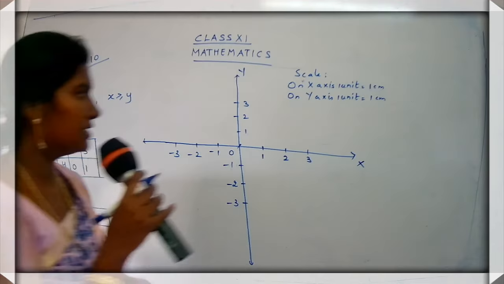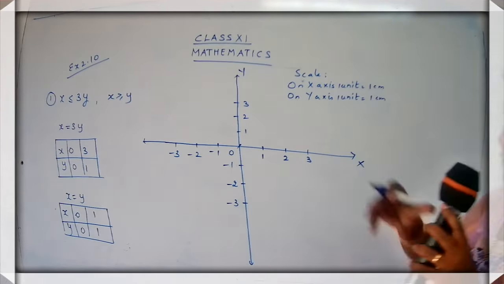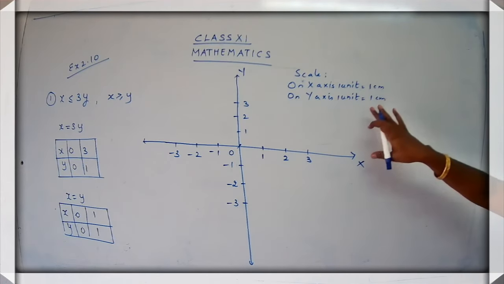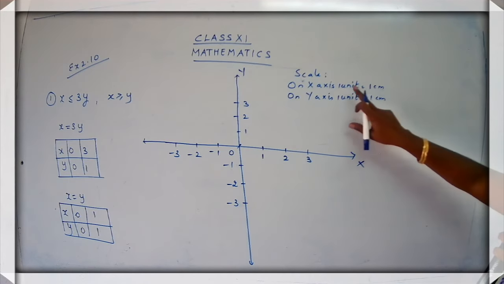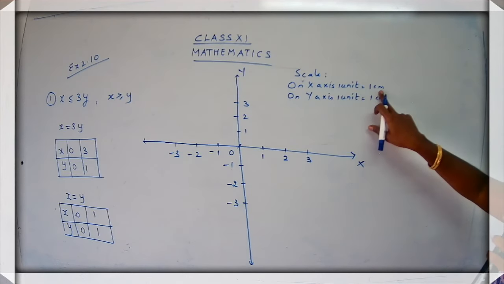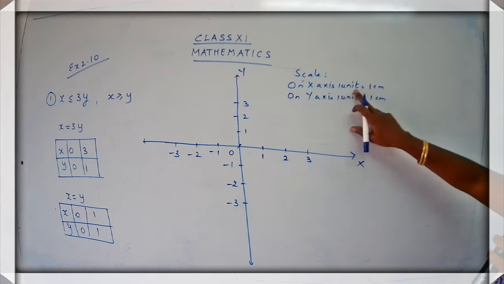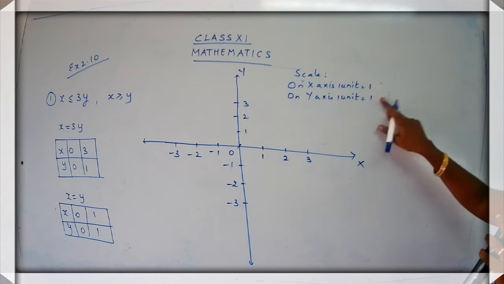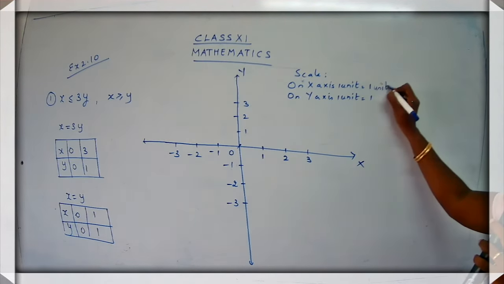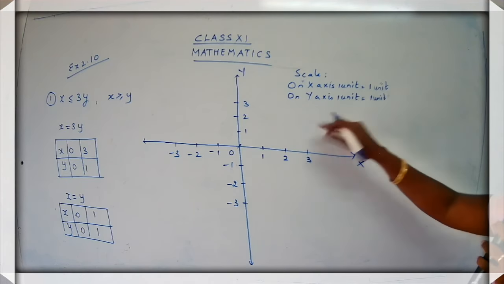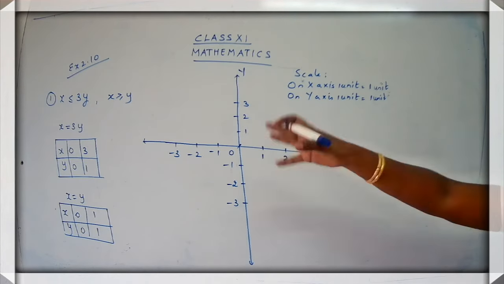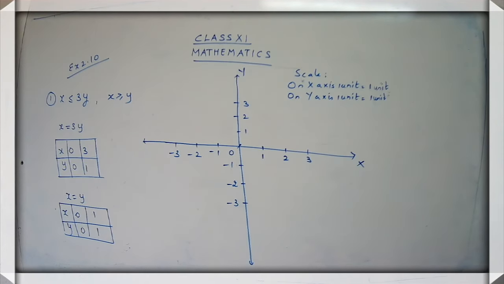Otherwise here, because they have not mentioned any particular unit, you just write down, here we cannot write any particular units of measurement. So on the x-axis, 1 unit is 1 unit. I cannot mention centimeter here because no measurements or units are given. So just put 1 unit, 1 unit. On the x-axis, 1 unit is 1 unit, and on the y-axis, 1 unit is 1 unit.